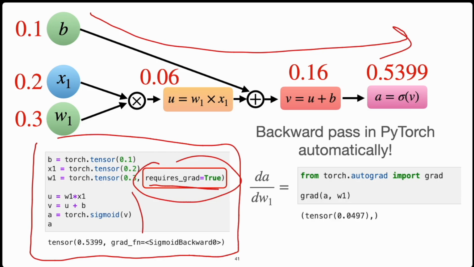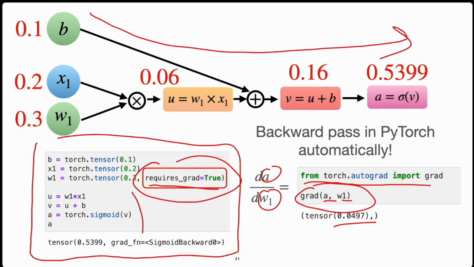You can see on the right-hand side, this is very simple. Computing the gradients, or the derivative, is really just one line of code. We import the gradient function from autograd, and then we just call it. We just say compute the gradient of A with respect to W1, and this is it. It gets us exactly the same result that we got before.